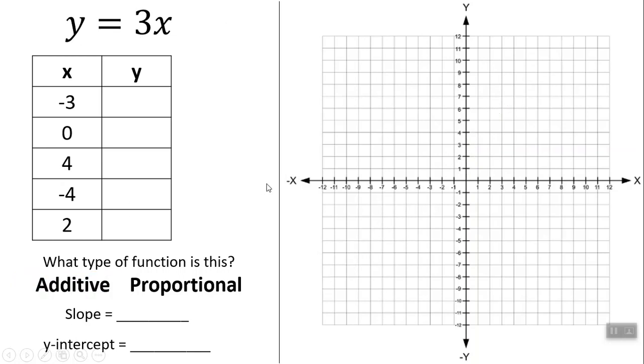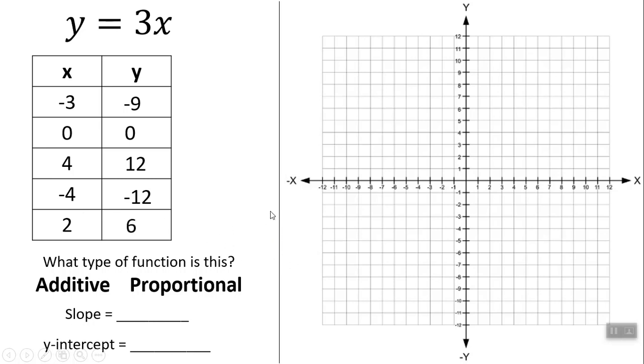We're moving on. y equals 3x. This time we're taking all of our inputs and we're multiplying them by 3. So if my input's negative 3, my output is negative 9 because 3 times negative 3. If I put in a 0 as my input, 3 times 0 is 0. If I put in a 4, 3 times 4 is 12. If I put in a negative 4, we're going to get a negative 12. If I put in a 2, we're going to have a 6 as our output.